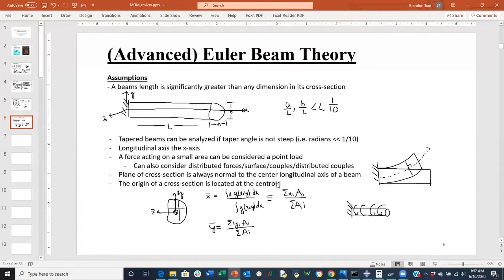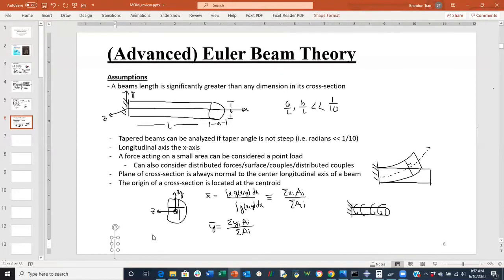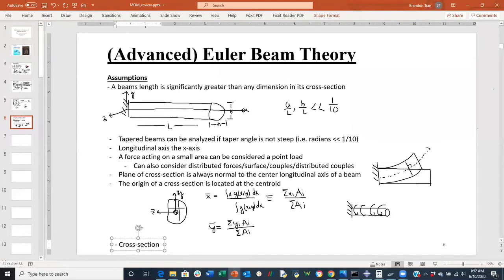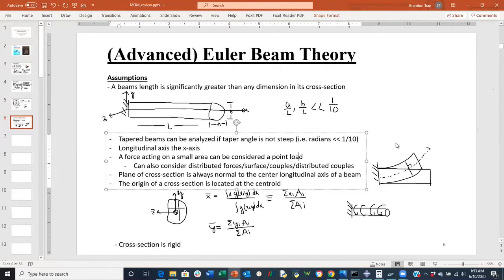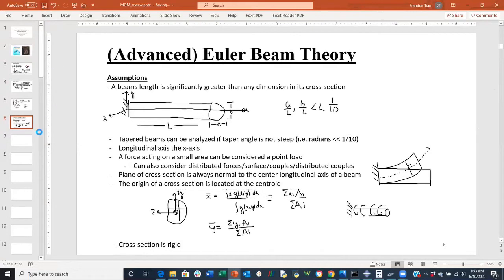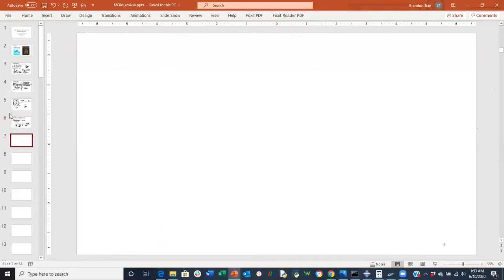Okay, so there's that. The last assumption we need to make is that when the cross section moves, the cross section moves rigidly. So what this essentially says is that there is no deformation in the cross section. Okay, so that simplifies things when we go further into this analysis. Now we're going to move into the notation for beams.